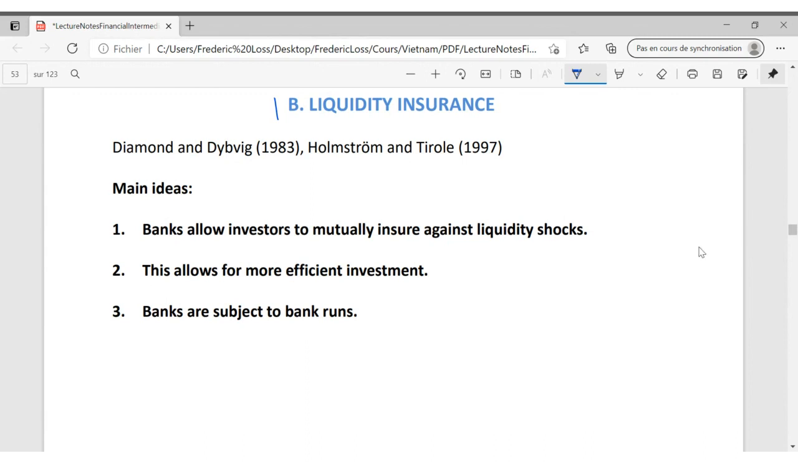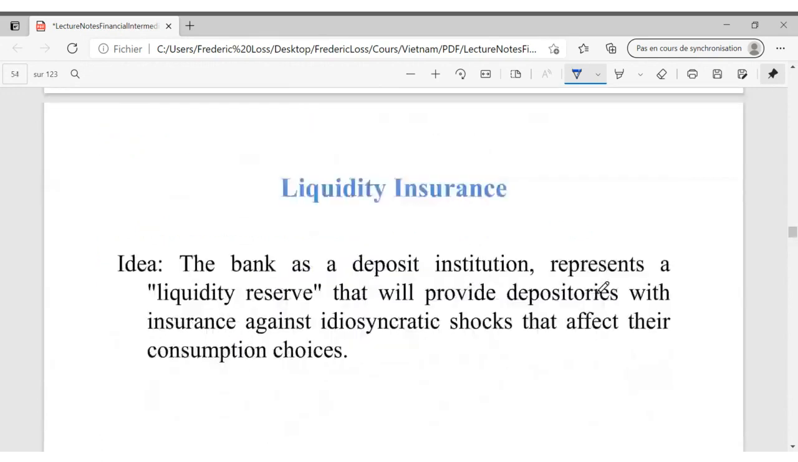So the second idea is about liquidity insurance. There are two articles, but the one which is really famous is the one by Diamond and Dybvig. The main ideas are the following. The banks allow investors to mutually insure themselves against liquidity shocks. This allows for more efficient investment. So this is good news, but the bad news is that banks are subject to one problem, which is very well known and which is called bank runs. I'm going to talk about that later. Okay? Is that clear for everybody?